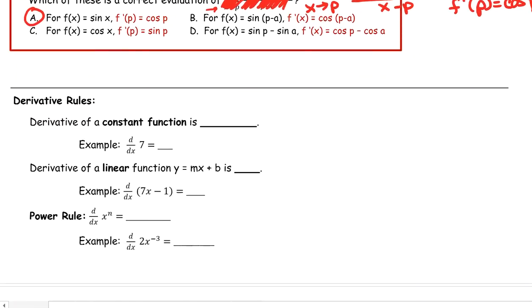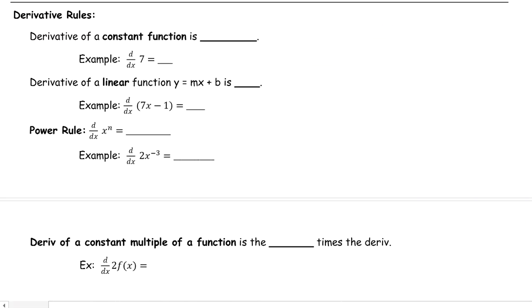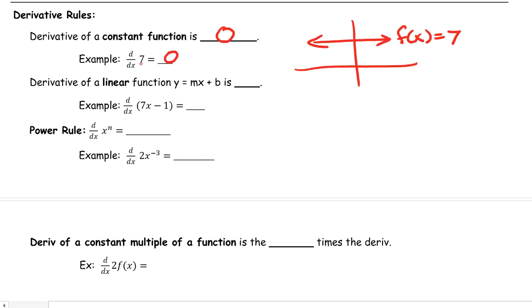All right, now we're going to take some notes and summarize a lot of what we've already been discussing about derivatives. So very quickly, we'll fill in a number of these. We know the derivative of a constant function is 0. Keep in mind that a constant function is a horizontal line. So f of x equals 7 is a horizontal line, so of course its derivative is 0 everywhere.